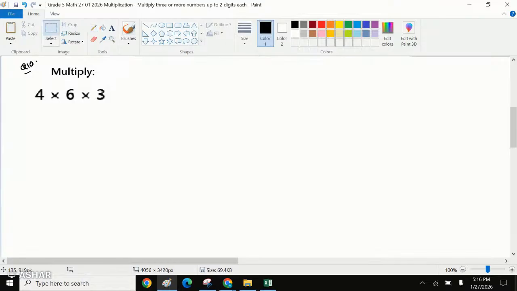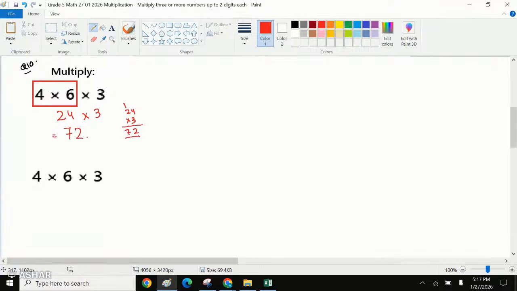It does not make any difference which sequence we follow, right? We'll do it either way. We'll multiply left to right and we'll multiply right to left. 4 multiplied by 6 is 24. When 24 is multiplied by 3, 3 times 4 is 12. We carry a 1. 3 times 2 is 6 and we put a 1. So this comes out to be 72.